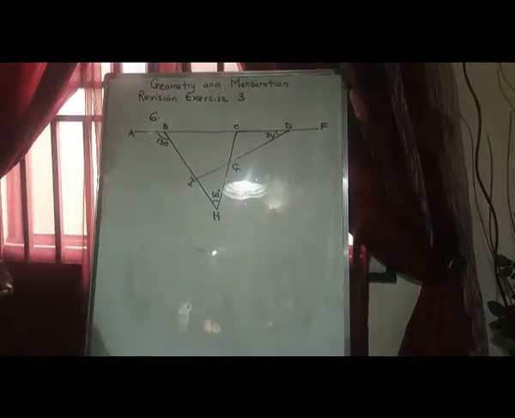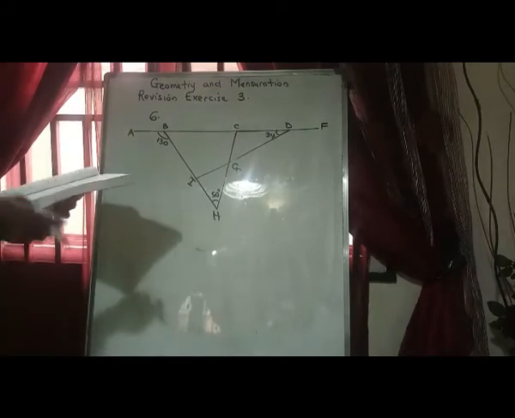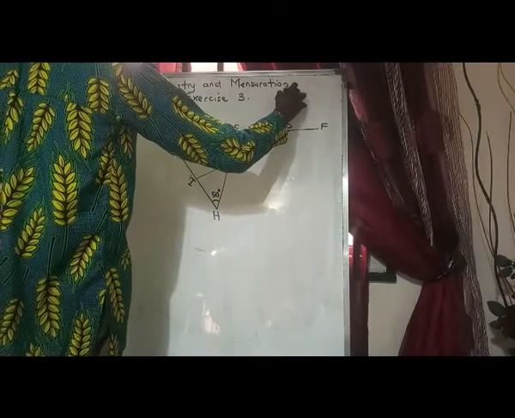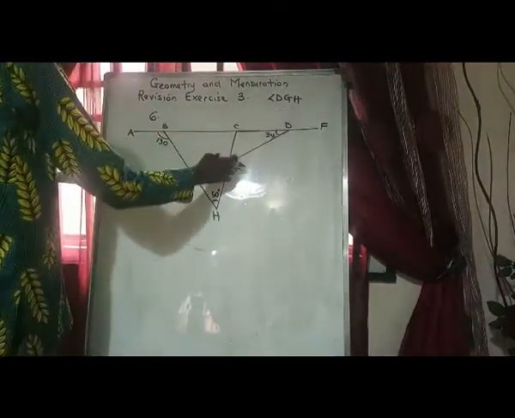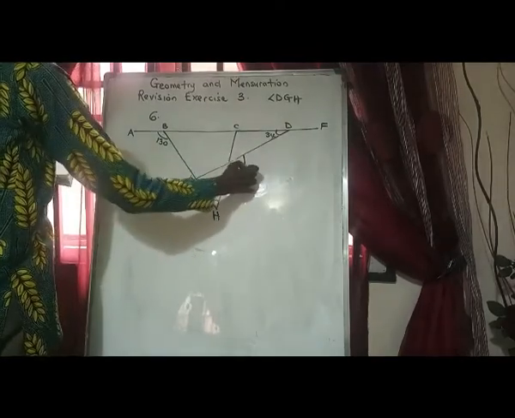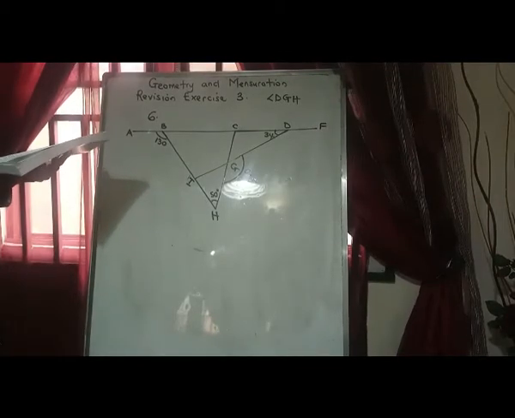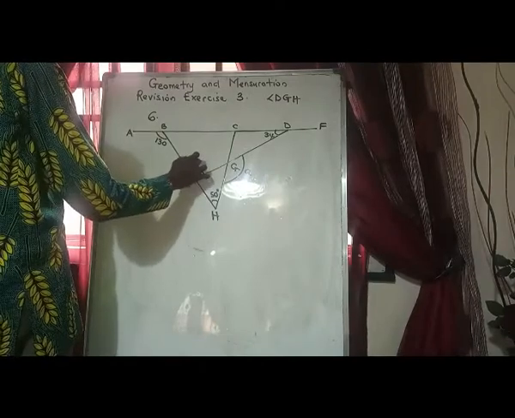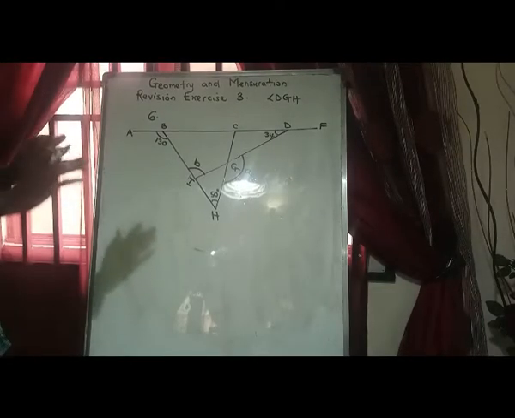Alright, so this is what we have, and we are told to look for angle DGH. That's this angle we are told to look for, so I can call it A. And I'm also told to look for angle BIG. That's this angle here, and I call that angle B. So the first thing we need to do is to recall the theorems we're already very conversant with.